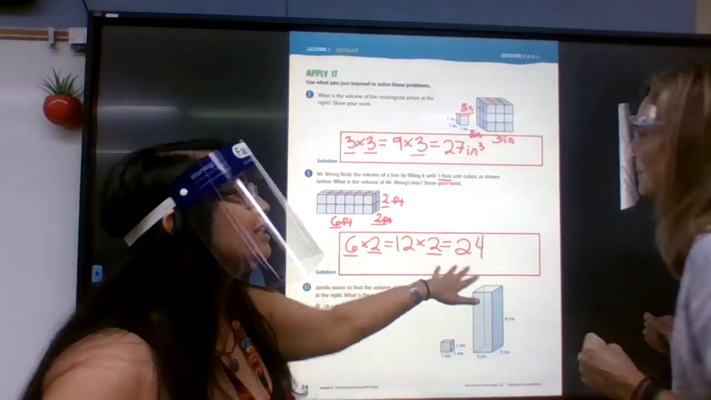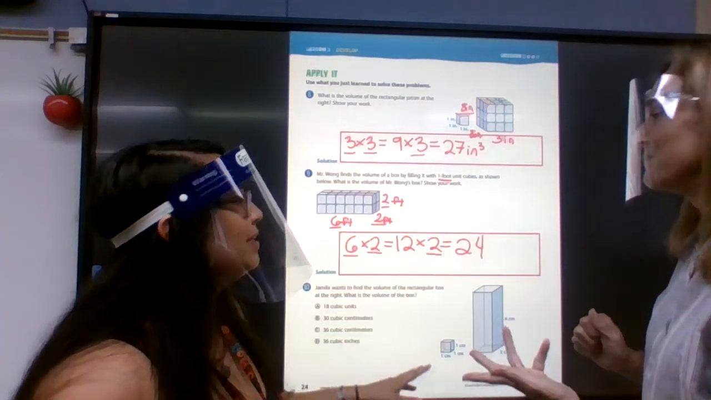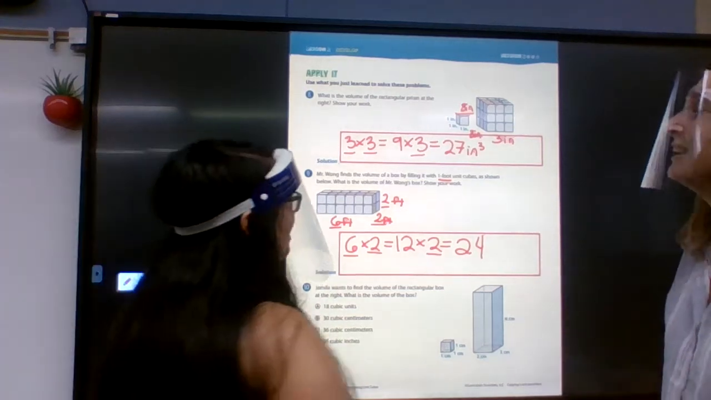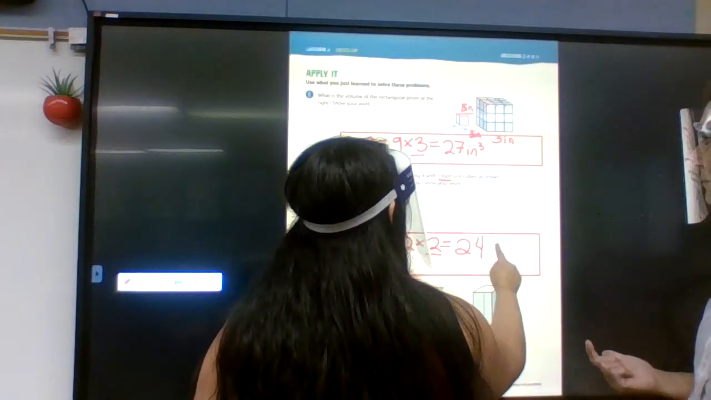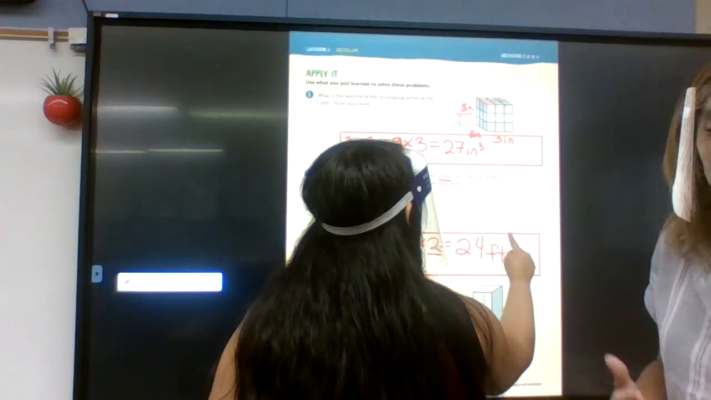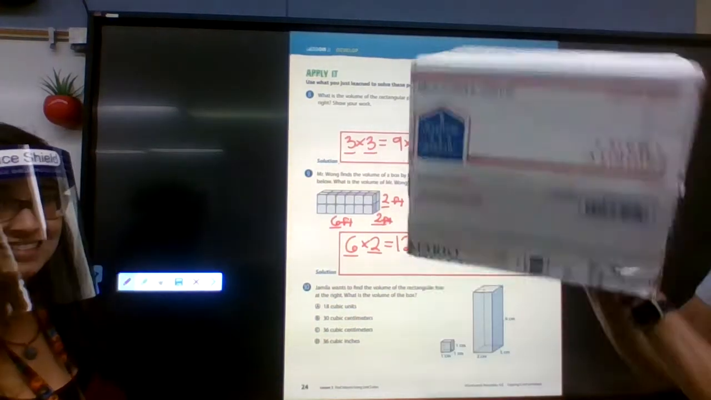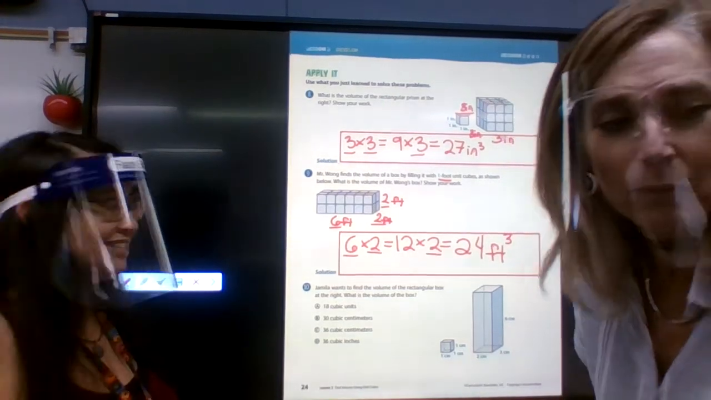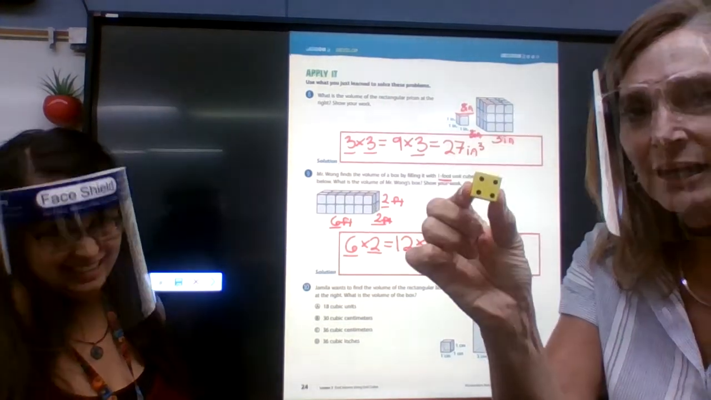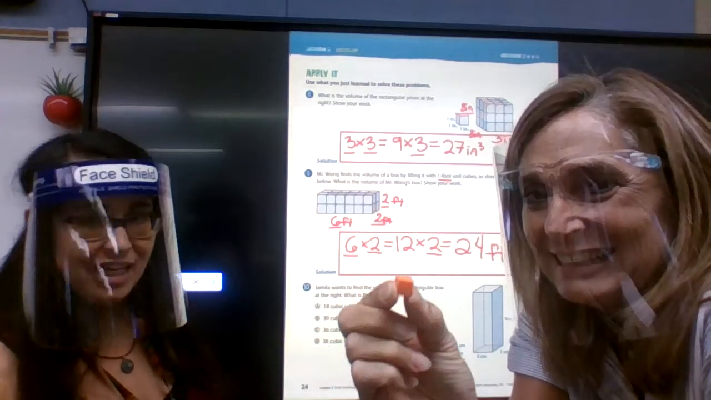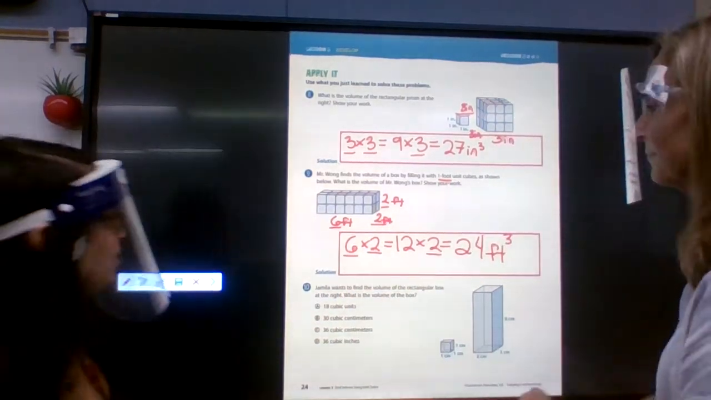Okay, I feel like this is missing something. It feels not complete. It is missing something. We need to show the measurement. That's right, because it's not inches this time. Now it's feet. So remember, we had our box before. 1 square foot is a lot bigger than 1 square inch, which is a lot bigger than 1 square centimeter.